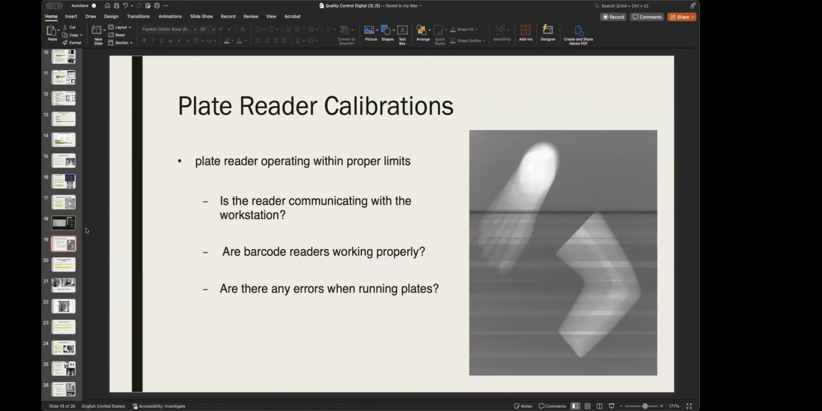Plate reader calibrations. So the plate reader, we want to make sure it's operating within normal limits. Like I said before, you want to make sure it's connecting to the workstation if you're working with those CR plates.